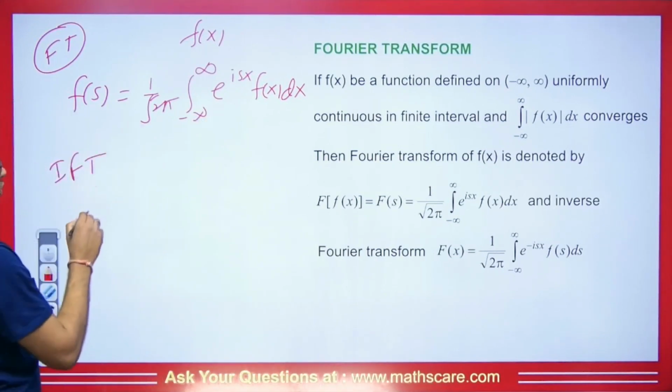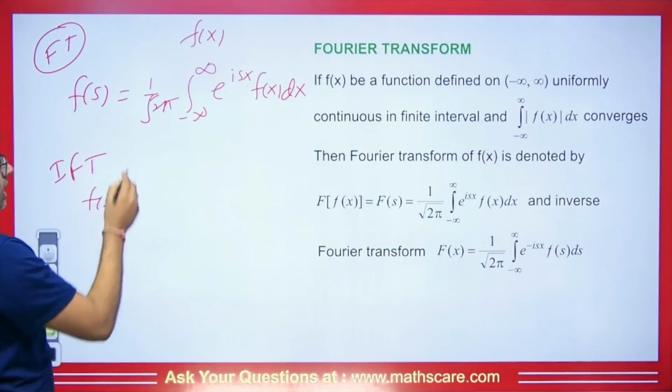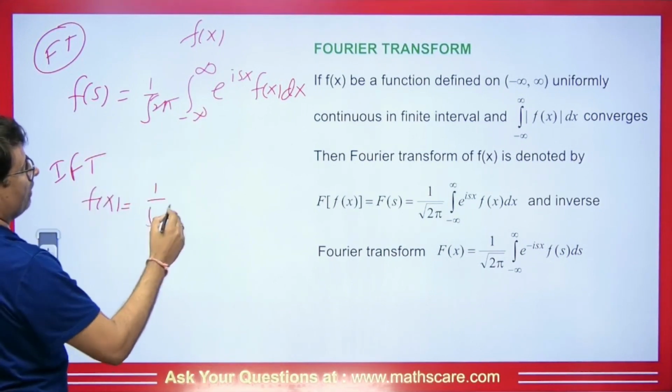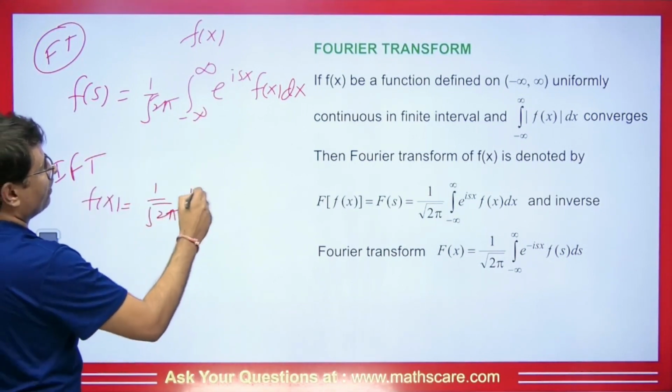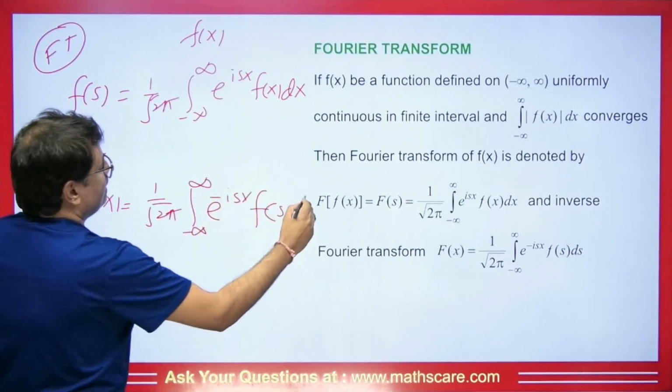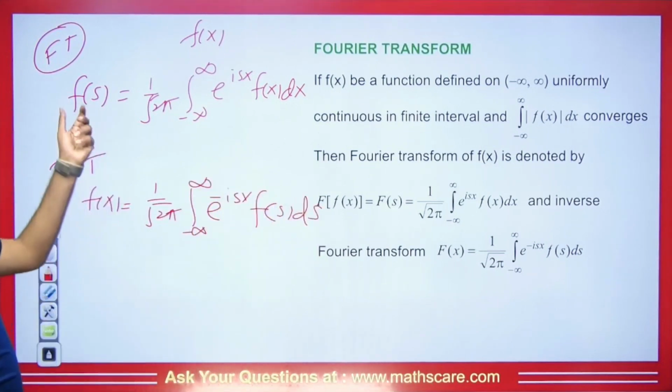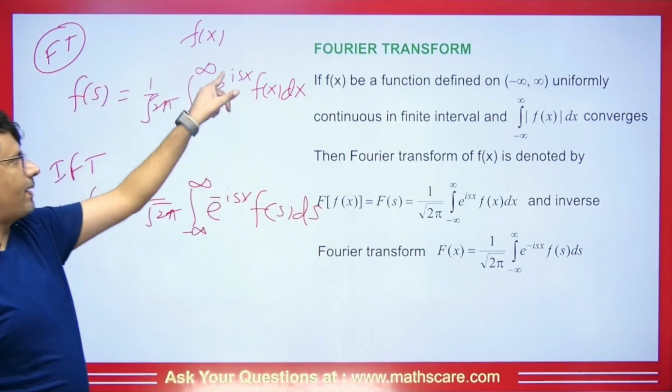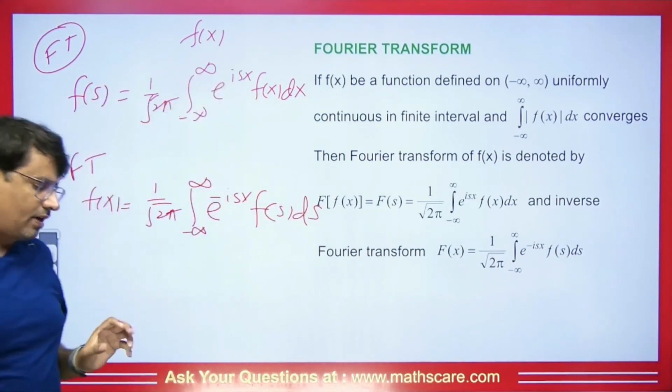And if we take f(x) to the other side, so this F(s) will go to the other side and it will become 1 upon root 2 pi, integral from minus infinity to infinity of e raised to the power minus iota sx F(s) ds, right? So the F(s) will go to the other side, becoming ds. Iota sx will become minus iota sx.